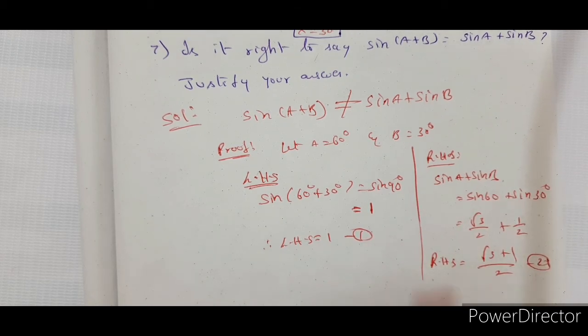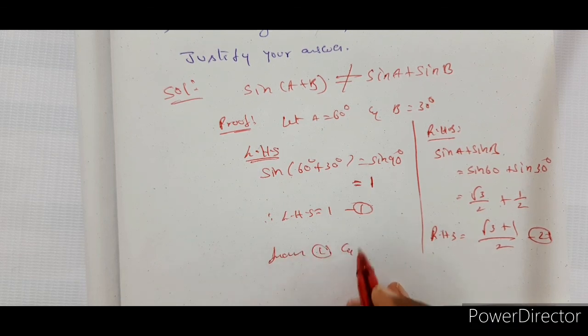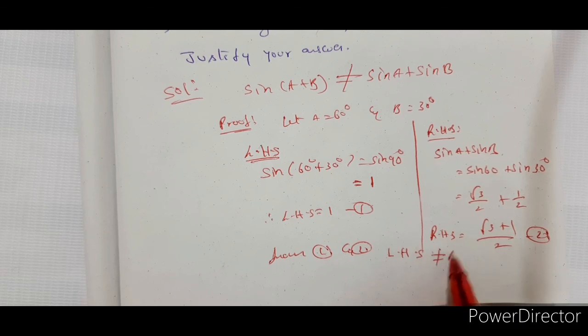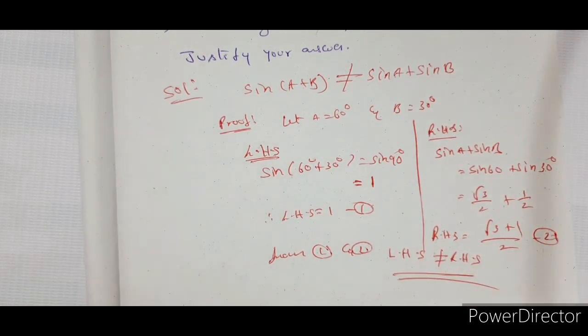Equation 2. So from 1 and 2, what is clear? They are not equal. From 1 and 2, LHS is not equal to RHS. Right? So this is how you have to prove. You have to justify with your explanation.